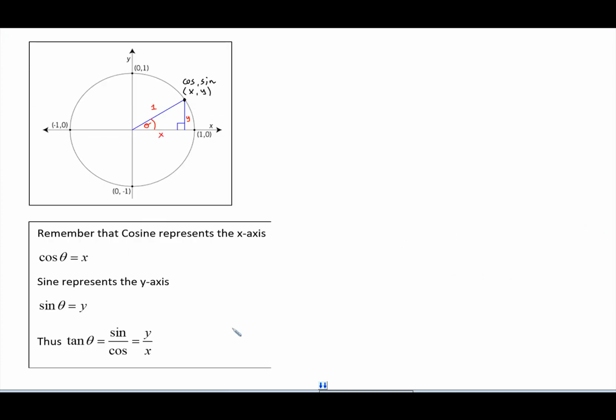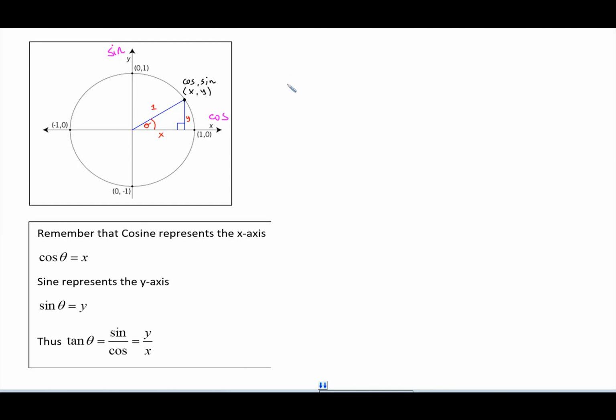All right, let me review some really important things to remember. First of all, the x-axis is represented by cosine, and the y-axis is represented by sine. I'll prove to you why it is the way it is. Say I have this right triangle with the angle theta. Now this is a unit circle, so the radius of this circle is 1. The radius here is 1, the radius here is 1. The hypotenuse of this triangle is also 1.